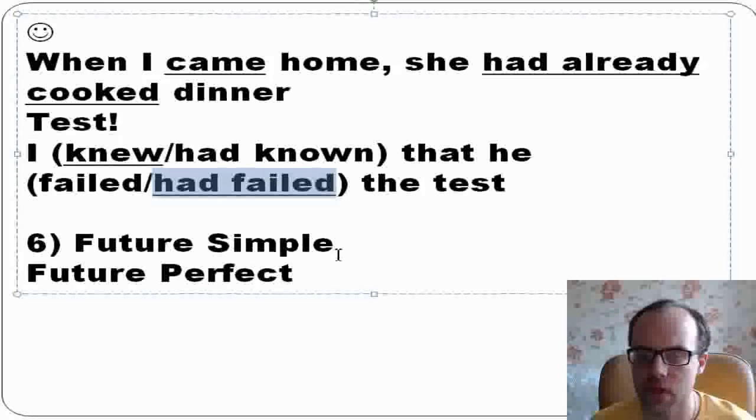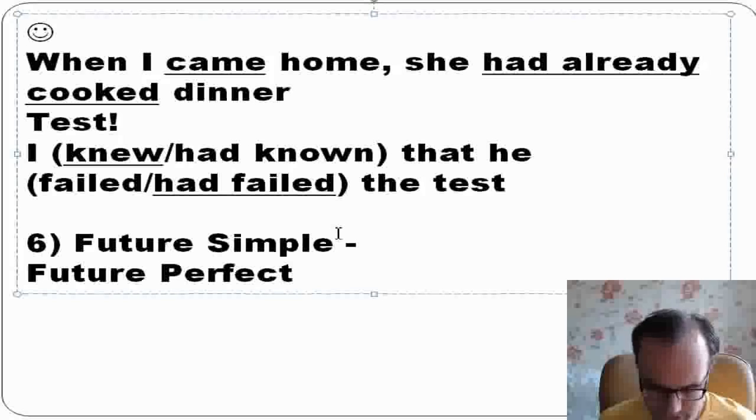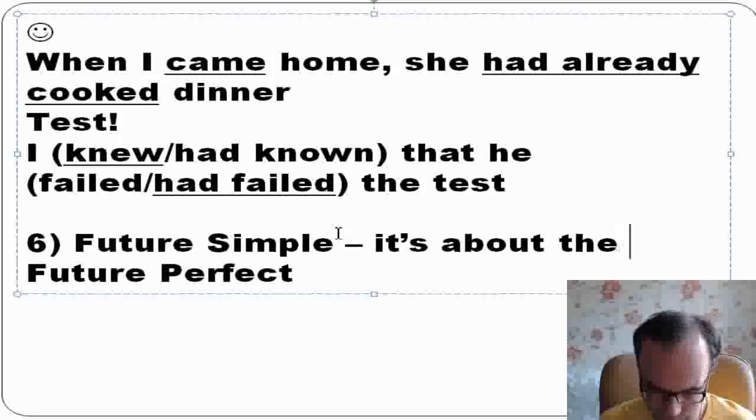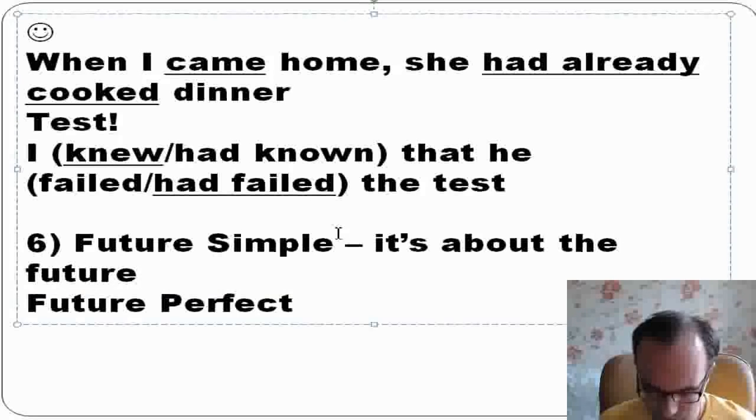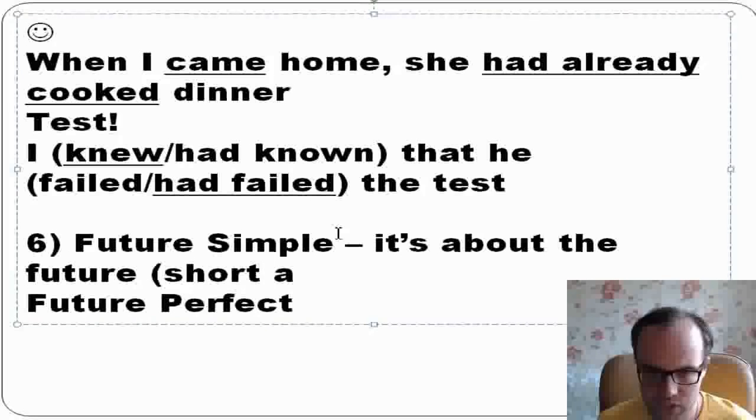What about future simple and future perfect? Actually, nothing difficult. It's easy. Future simple is about the future, and usually it's a short action. Good. And what is future perfect?